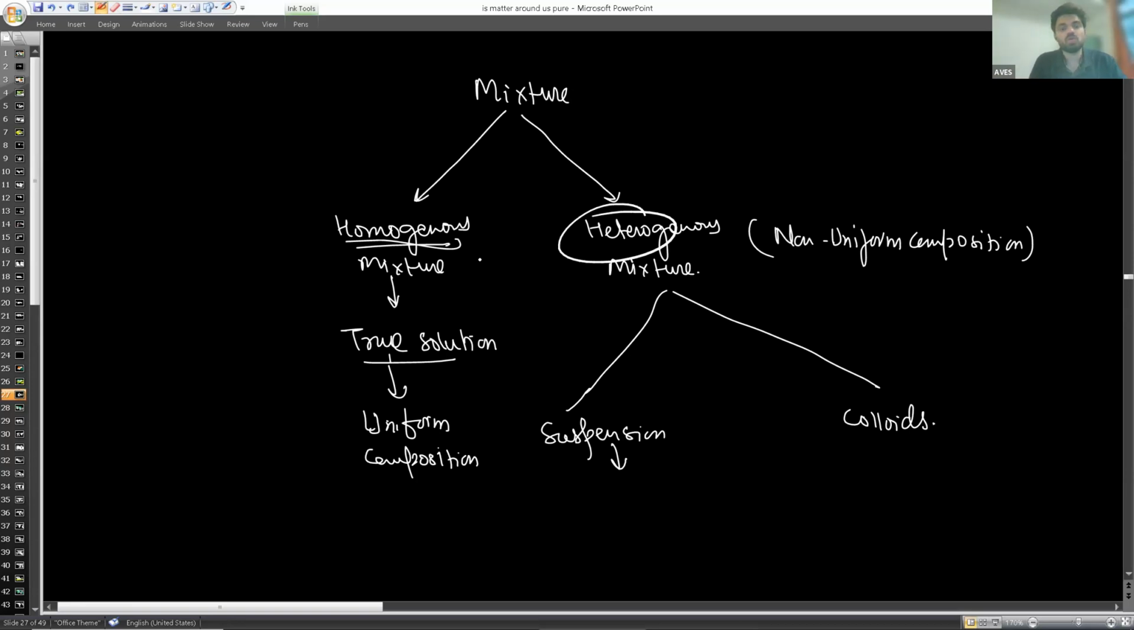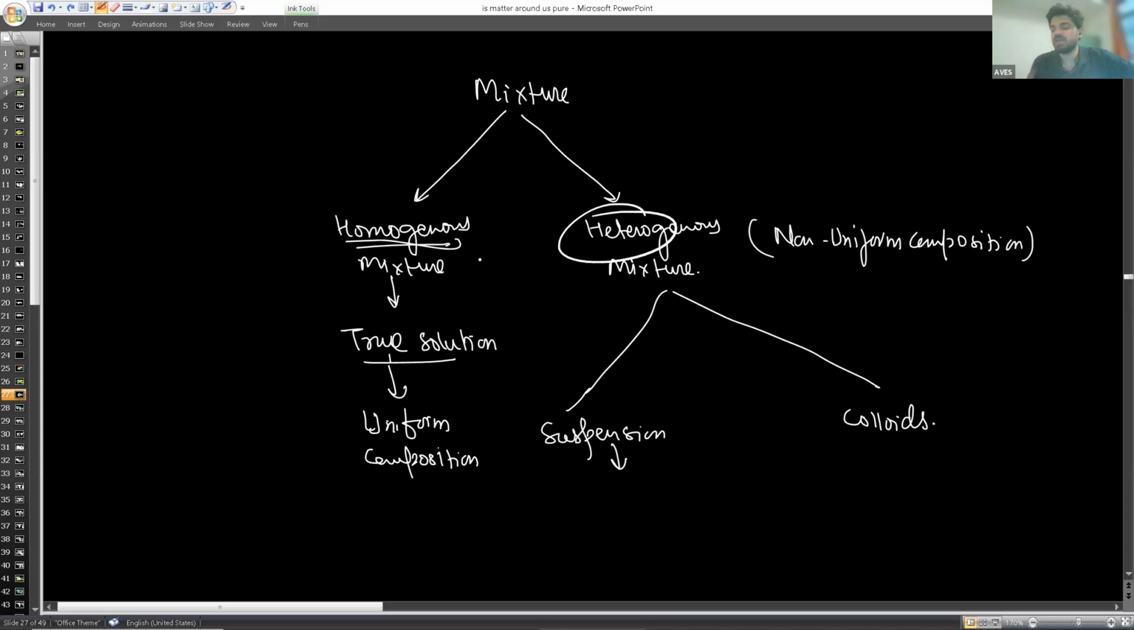So when there is the same composition, what do you mean by uniform composition? Like you take a glass of water and add some salt to it. If you take a sip of that salty water, either from the top or from the bottom, you will feel the same taste. It means it has uniform composition. Throughout the solution, if you take a sample of 1 ml, almost all of them are going to have the same number of particles of the solute.